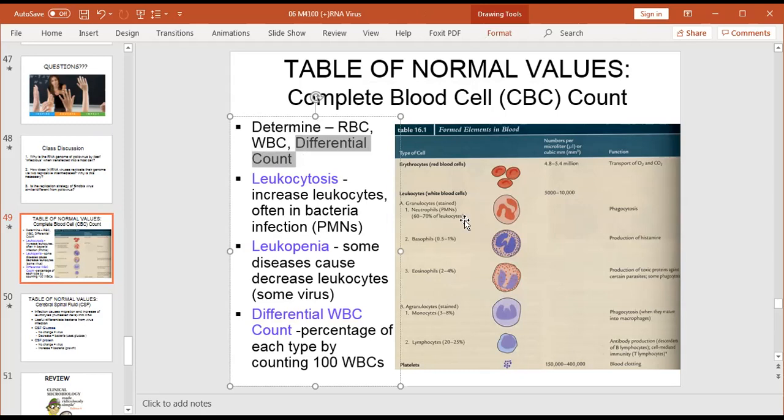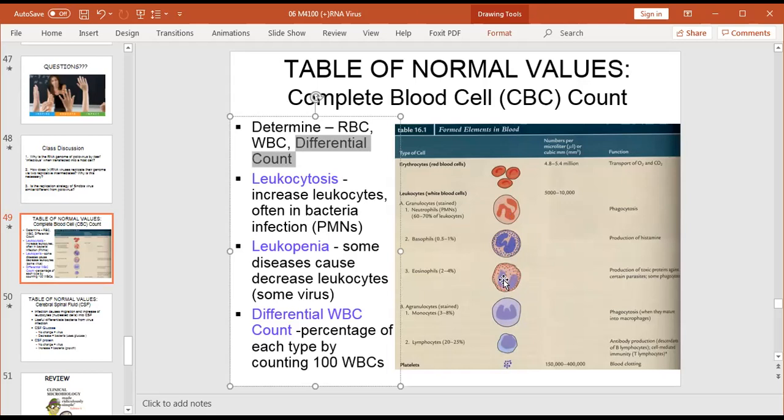count, which basically tells us which of these 5 different classes of white blood cells are increased or decreased. It gives us an absolute number of the different types of white blood cells. From the top, we have red blood cell, then we have a granulocyte, which in the cytoplasm they have granules, including neutrophil. Second one is basophil, that produces histamine. Neutrophil participates in phagocytosis.